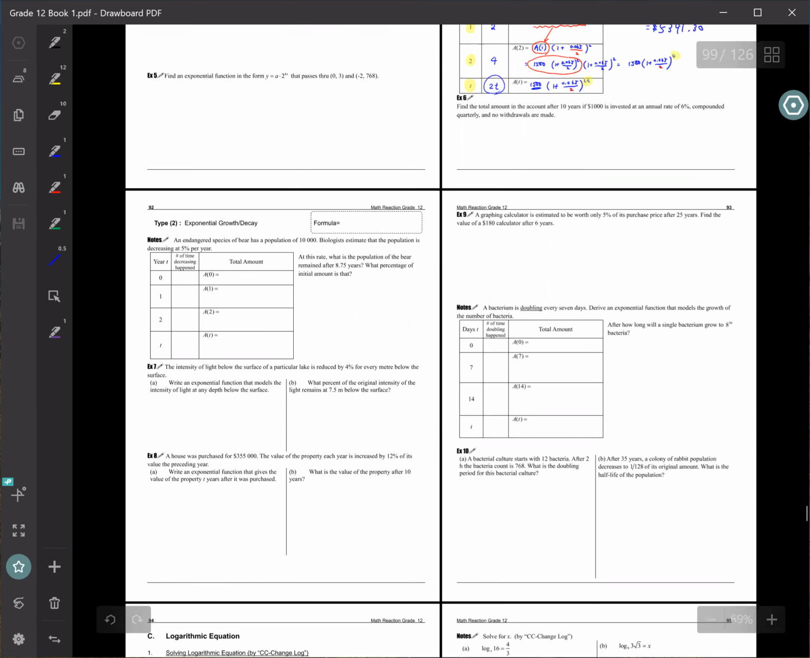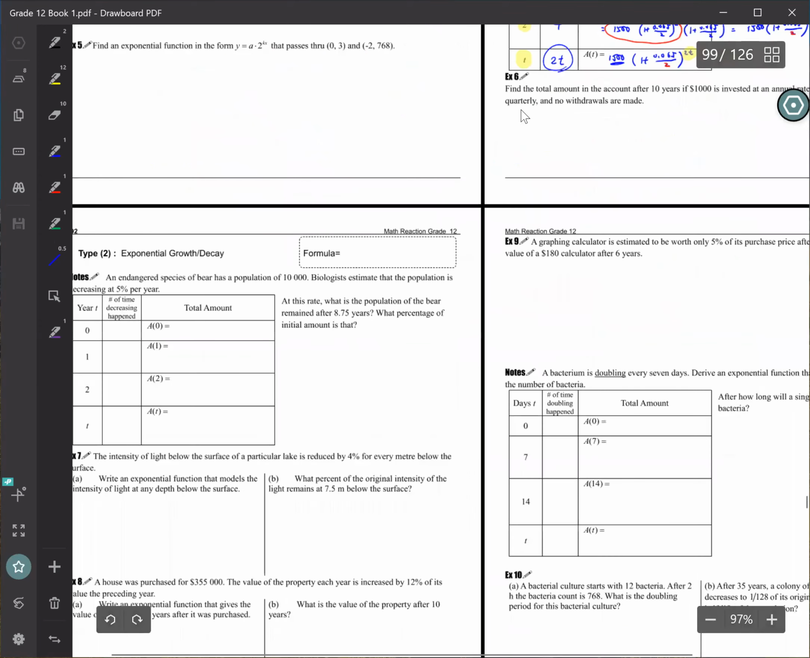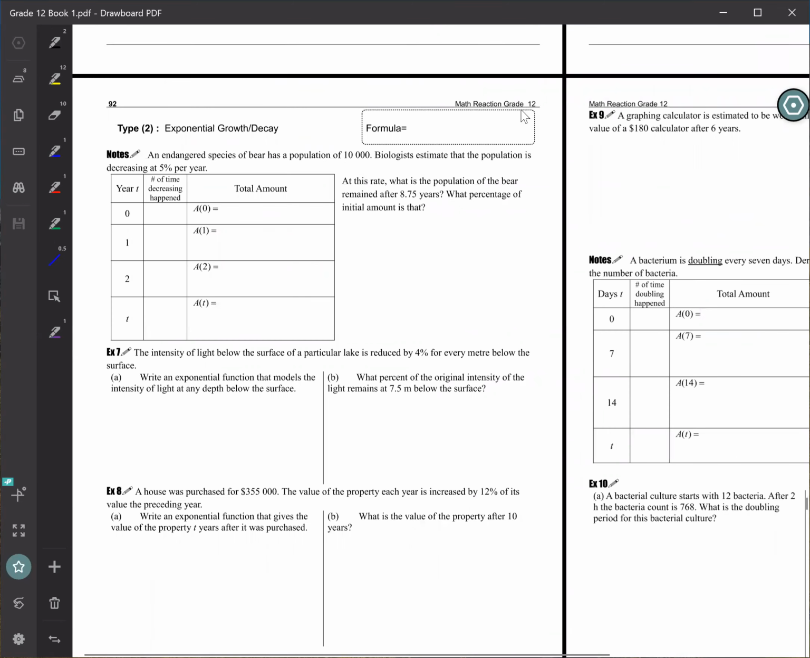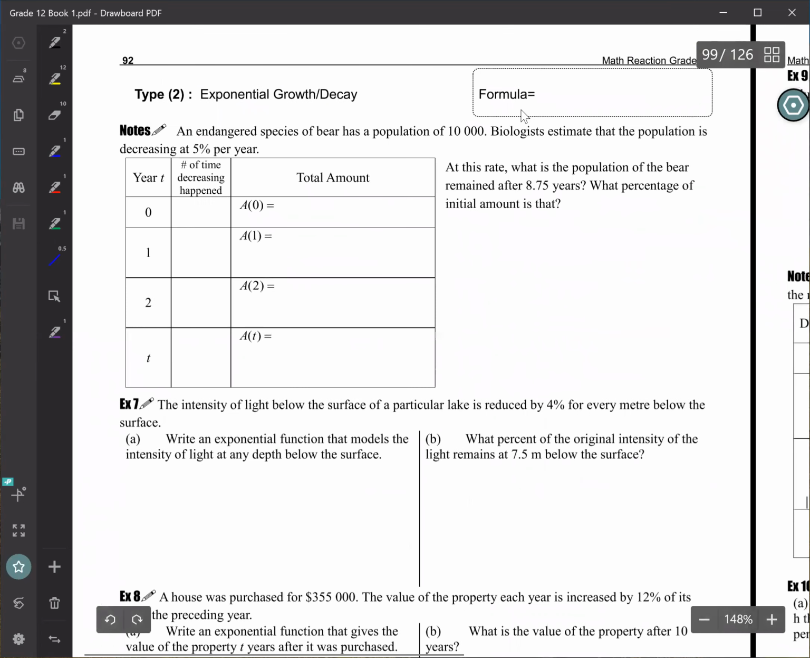Okay, so last time we just mentioned the first type, right? It's compound interest. That's one of the exponential applications. And the other type is called exponential growth and decay. So growth and decay, anything that grows, getting more and more, or getting less, you can use this formula. So we will start by making a table just like last time, and then try to derive a formula for the growth and decay.